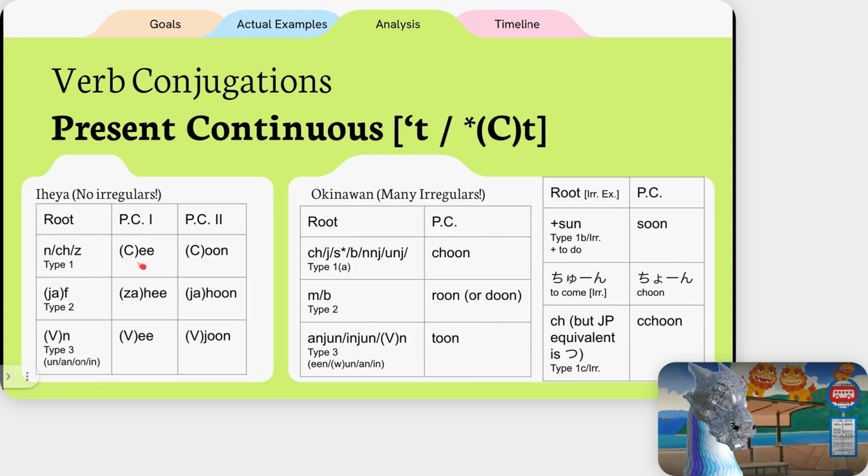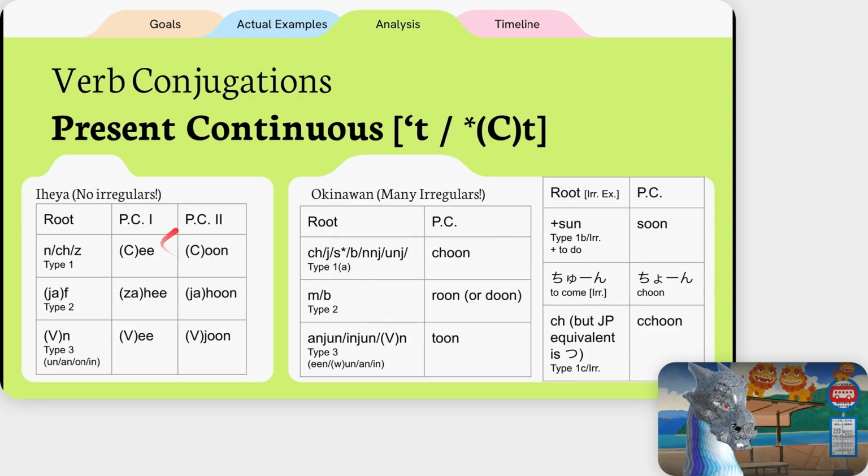So yeah, is it an achun? Then you have the present continuous two, which is simply adding the on instead of having to add the achun every single time.